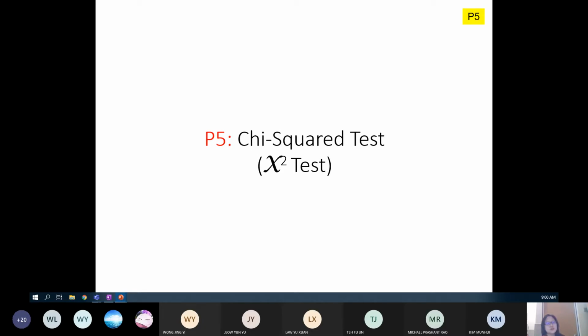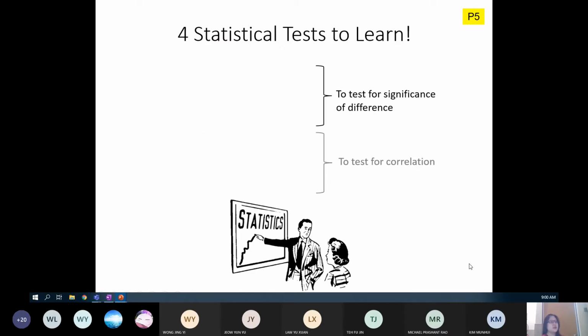Okay, it's 9 o'clock, so we're going to start with the Chi-squared test now. This is chapter 16, part 2b. So what is a Chi-squared test? It is a statistics test. So we're going to start off with some introductions to statistics.